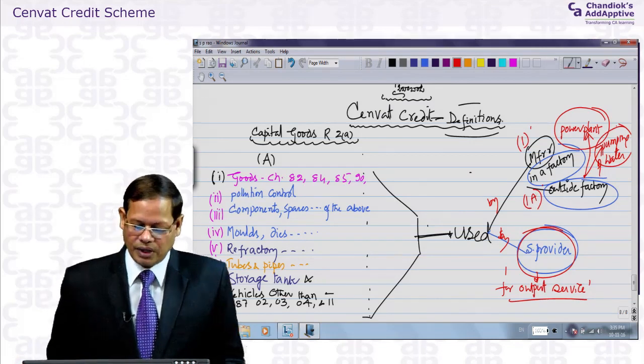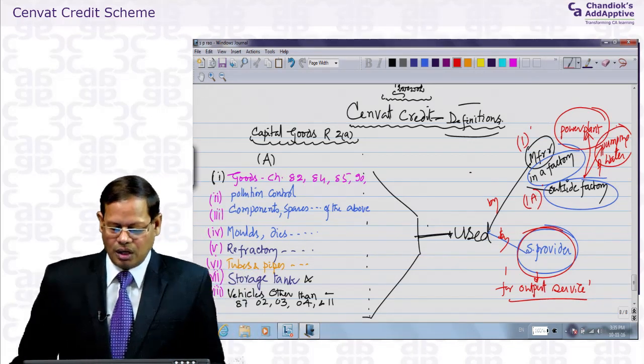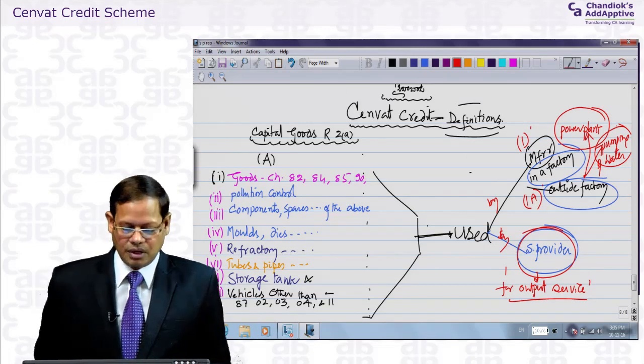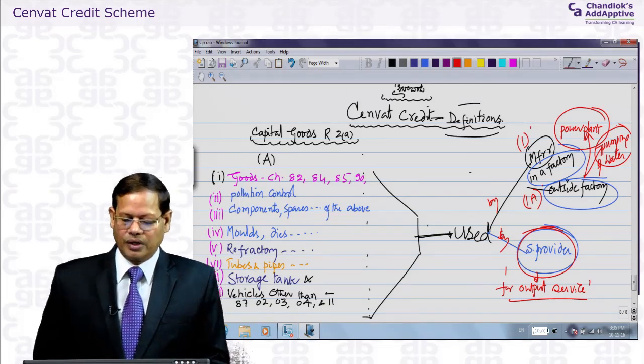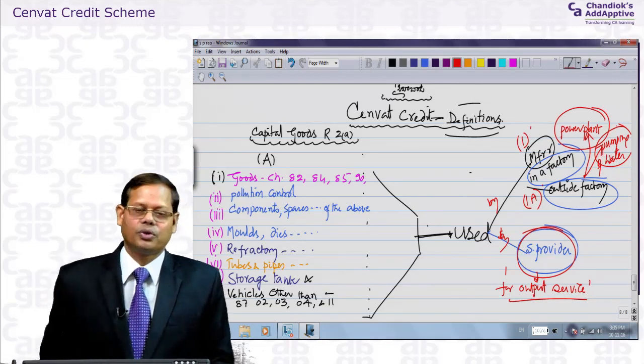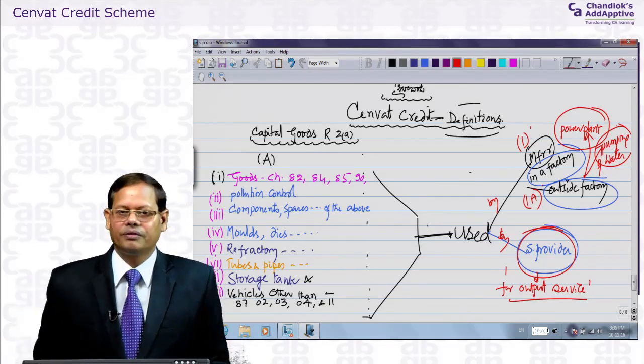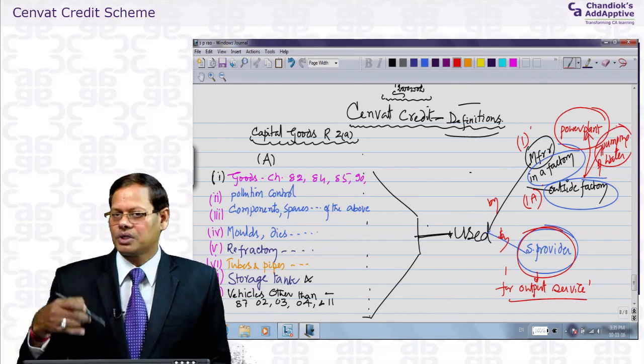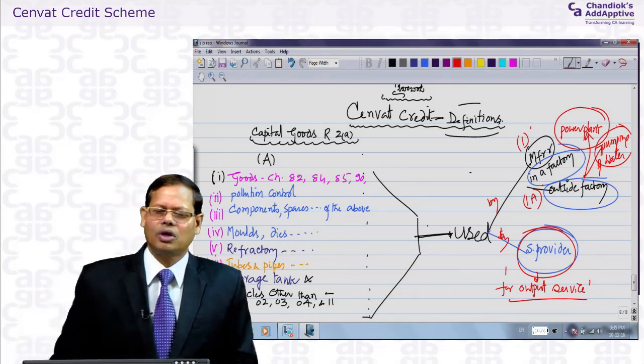So, for the outside the factory, for generation of electricity or pumping of water for captive use within the factory. Captive use is very important. If the use is not within the factory, if the water produced, pumped or the electricity generated is not used in the factory, there is no use. It cannot qualify as capital goods.